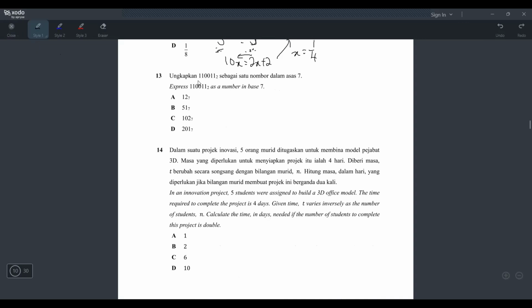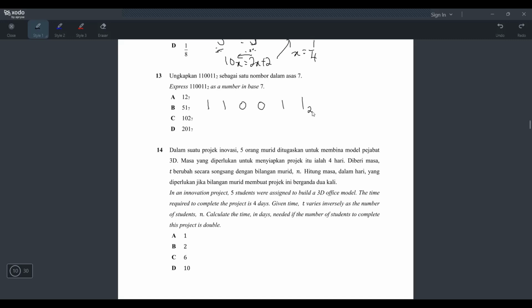Number 13, express 110011 base 2 as a number in base 7. If I want to convert base 2 to base 7, I have to change to base 10 first. There's no shortcut, unless it's base 2 to base 8. Only base 2 to 8 or 8 to 2 has a shortcut. That one has a different method. But if I want 2 to 7, you need to change to base 10 first. So 110011 base 2, I want base 10.